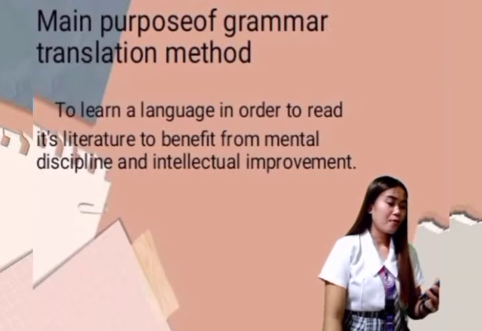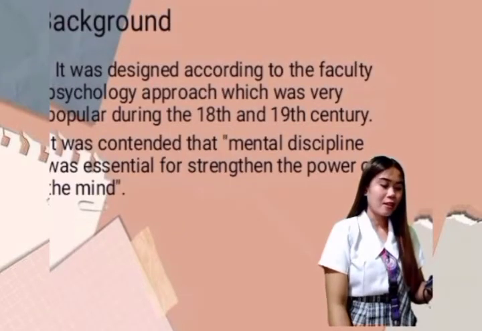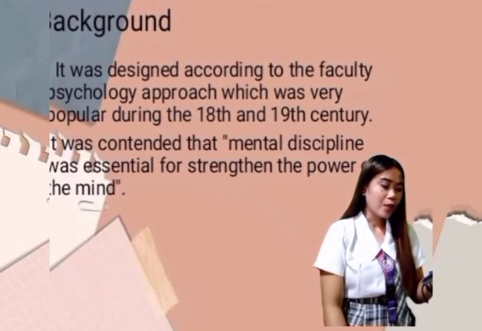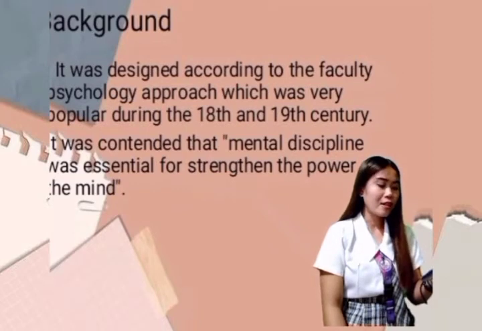The main purpose of this grammar translation method is to learn a language in order to read its literature and to benefit from the mental discipline and intellectual improvement. The background of this method is that it was designed according to the faculty psychology approach, which was very popular during the 18th and 19th century. It was contended that mental discipline was essential for strengthening the power of the mind. And the rest of the 7 methods are to be discussed by my crew members.